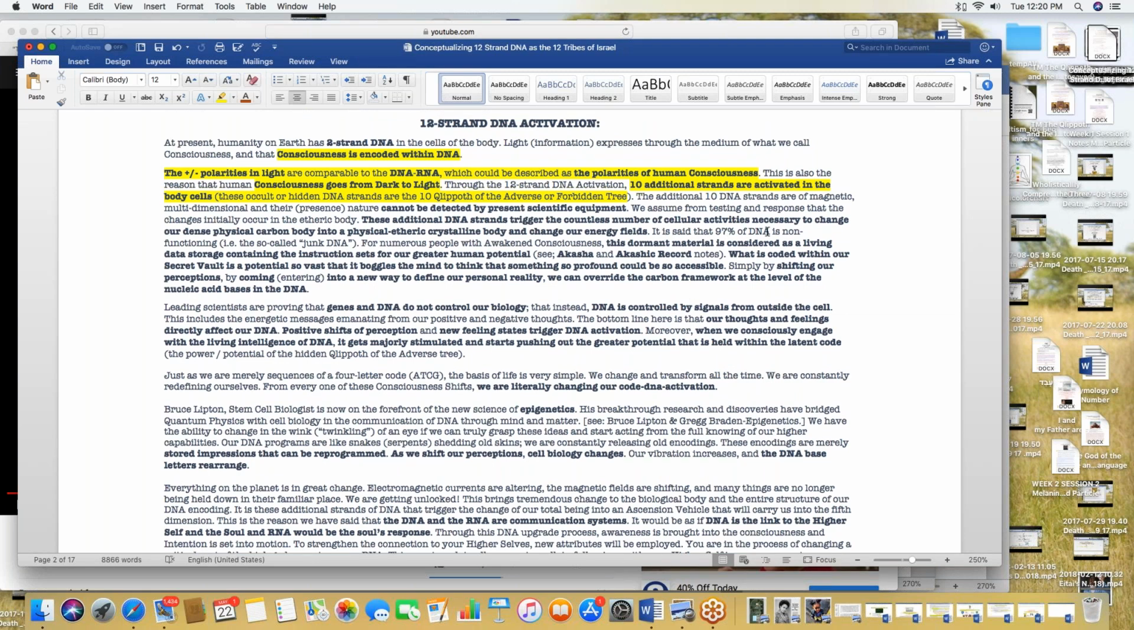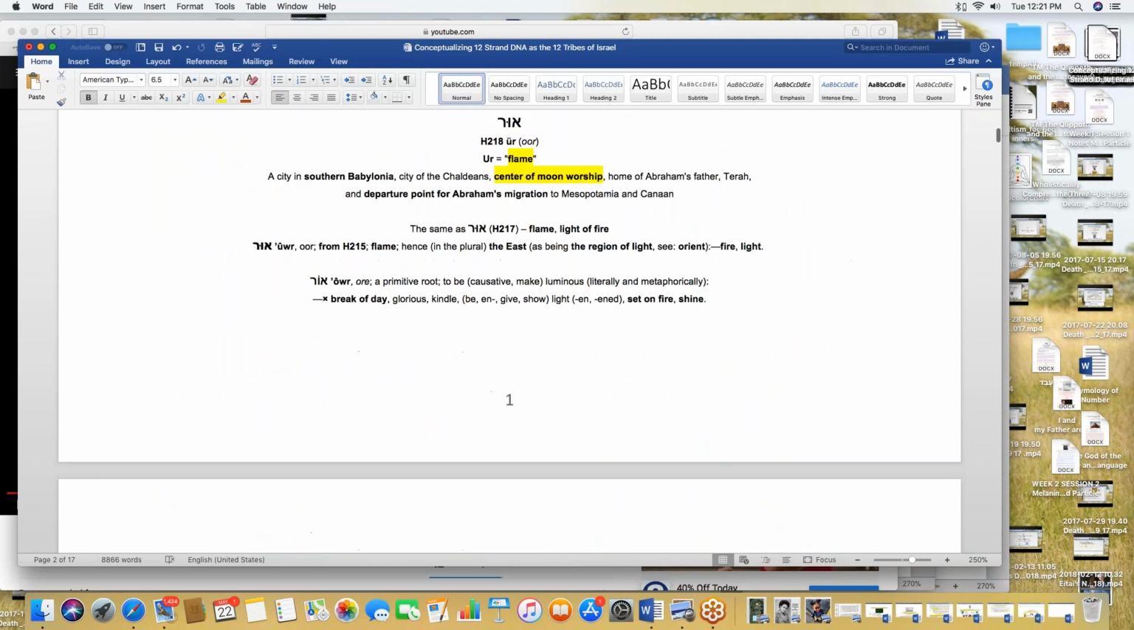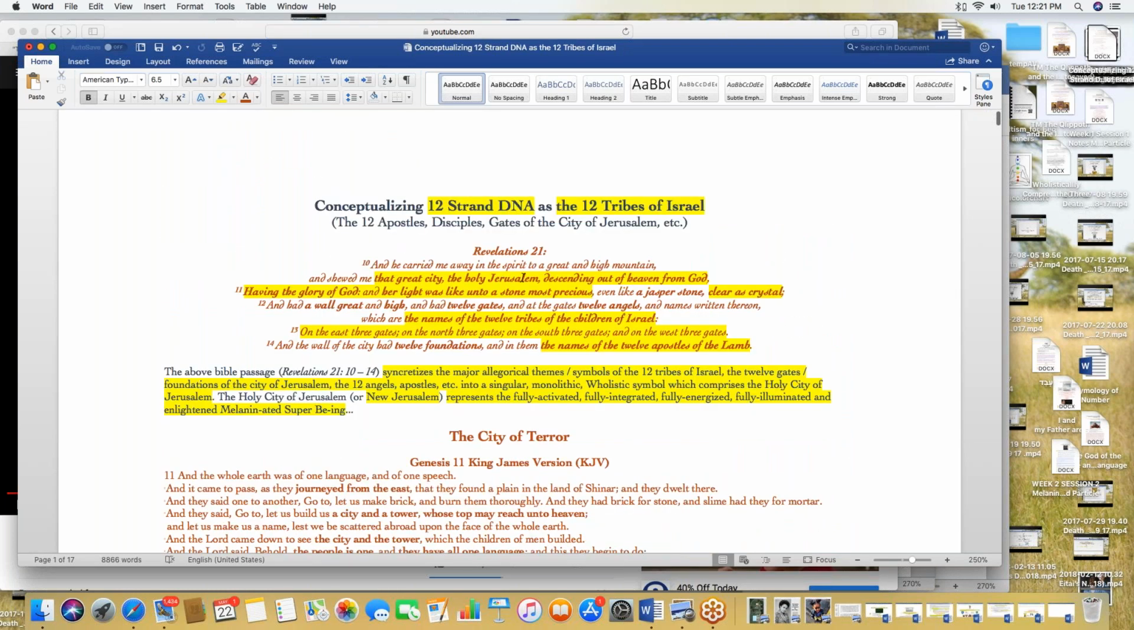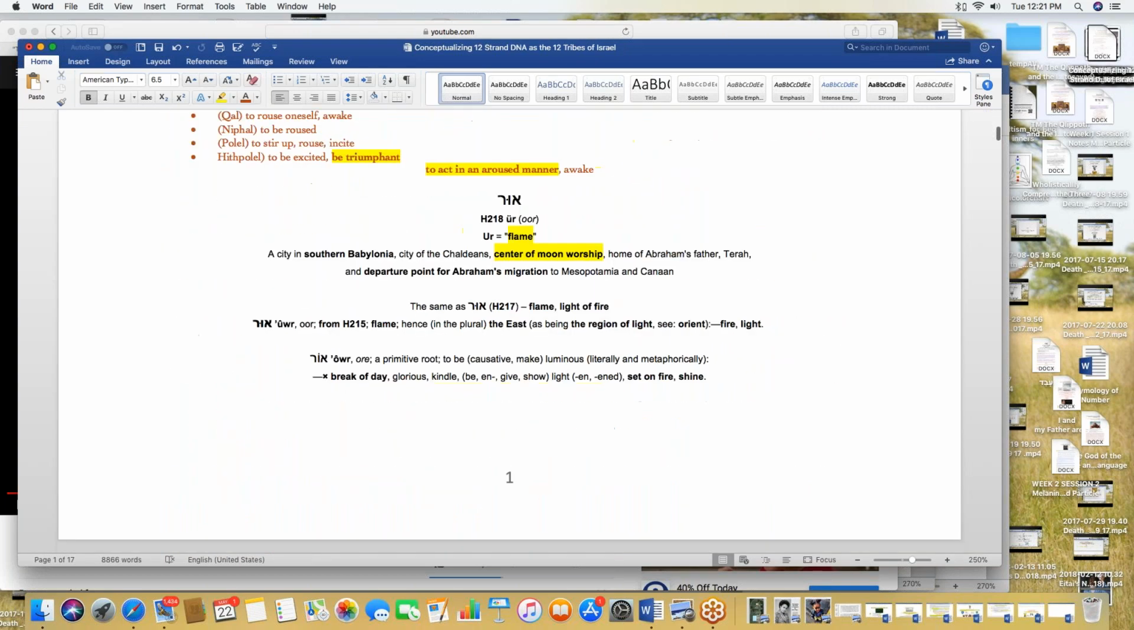We assume from testing and response that the changes initially occur in the etheric body. These additional DNA strands trigger the countless number of cellular activities necessary to change our dense physical carbon body into a physical etheric crystalline body and change our energy fields. This is what was represented in Revelations as the Holy Jerusalem, descending out of heaven from God, from you, from the Father, from your higher consciousness, having the glory of God, and her light was like unto a stone most precious, even like a jasper stone, clear as crystal, describing what? Your crystalline body.